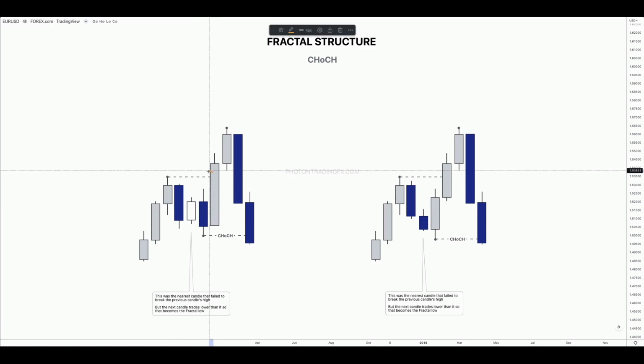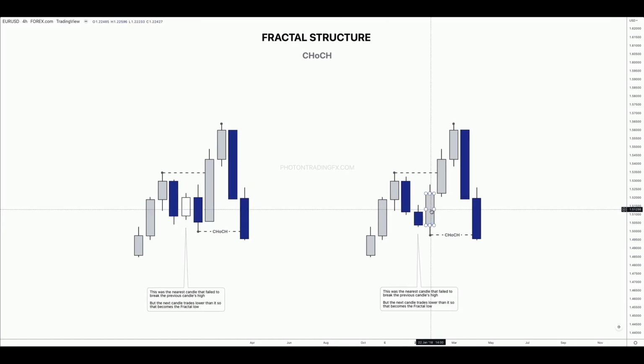So again, when you see that high break, you want to look at where the nearest candle was that failed to break the previous candle's high. So this becomes our fractal low, but obviously price has already traded through it. So we just adjust it to the next candle and that becomes our candle in this case. Now, if we look at the second example, it's very, very similar, except it's just not an inside bar.